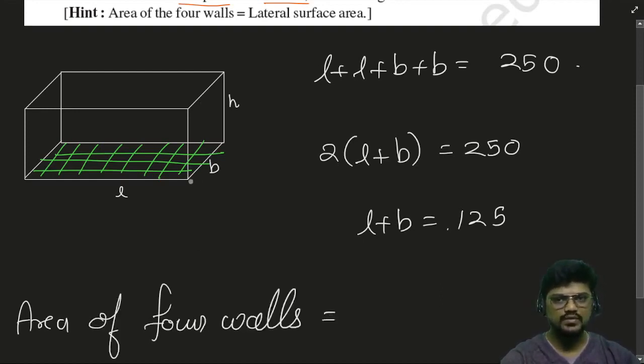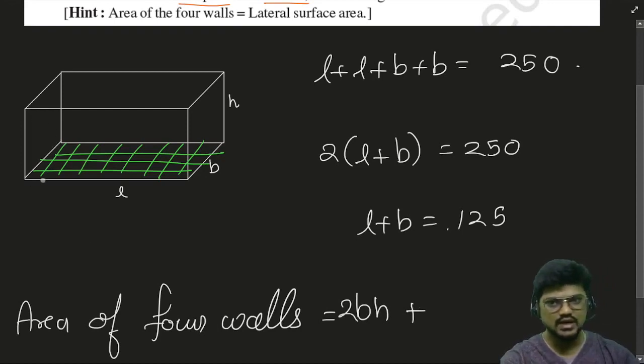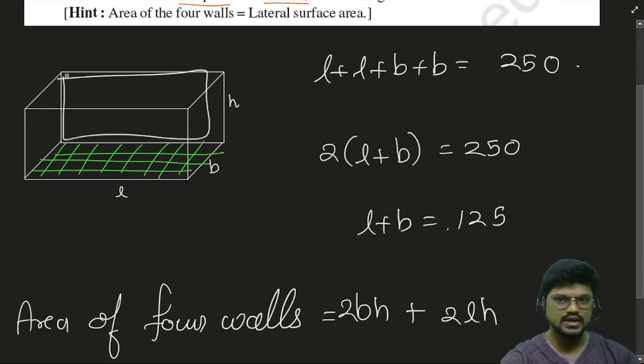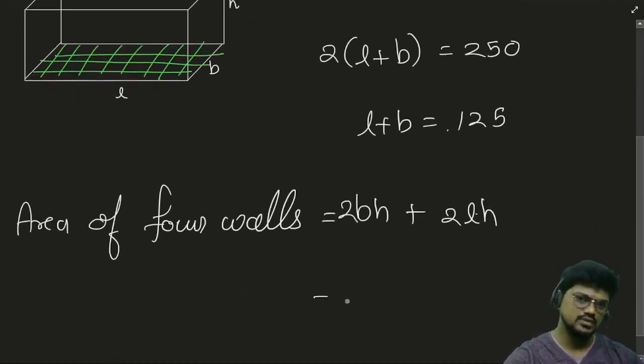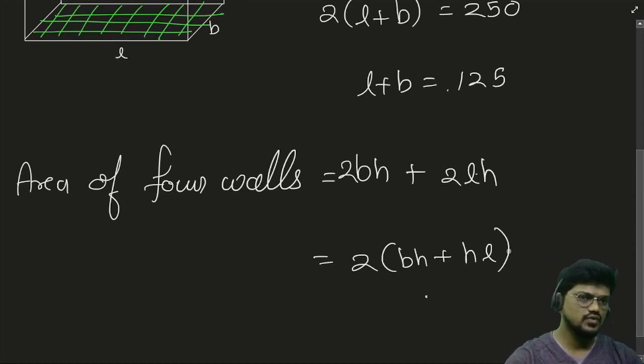Area of four walls will be, one is this B and H, that is B into H. But there will be two walls of B into H, so it will be 2BH. This area is also a wall area, that is length into height. There are two walls like that, so you can say 2 into length into height. So this will be the area of the walls, that is 2 into (BH plus HL). This will be the area of the four walls.